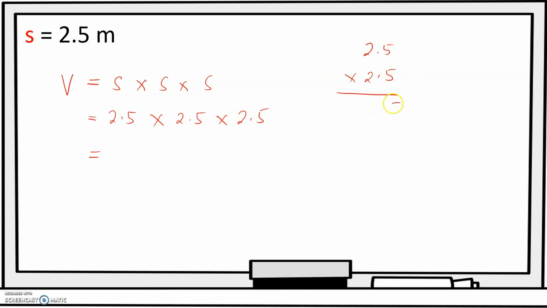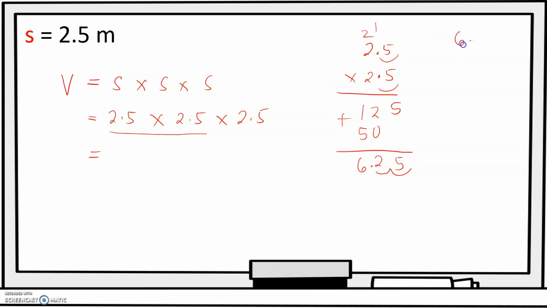So we have 5 times 5 is 25. 5 times 2 is 10 plus 2, that's 12. 2 times 5 is 10. And 2 times 2 is 4 plus 1, that will give us 5. Then we add the partial products. So we have 5, 2, and 6. Now let's take a look at our factors. We have here 2 decimal places, so our product should also have 2 decimal places. So we'll have 6.25. But remember that that is only 2.5 times 2.5.